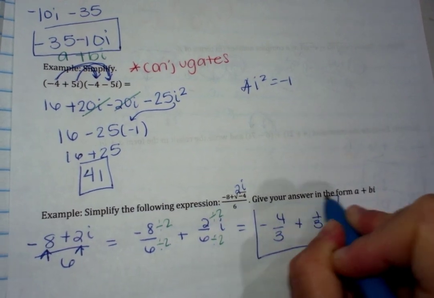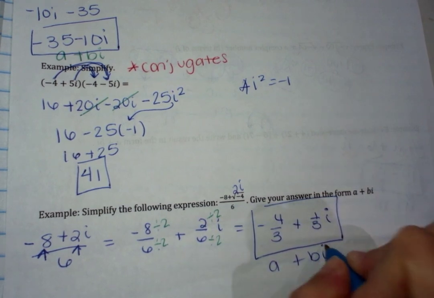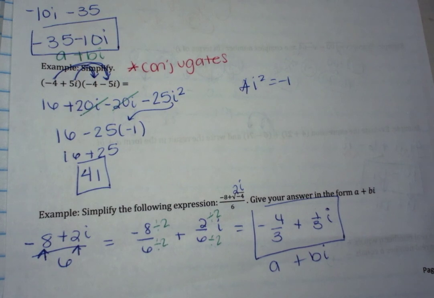And this is our final answer. These are not like terms, since this one has an i and this one doesn't, but it is in the correct a plus bi form. So our final answer is negative 4/3 plus 1/3 i.